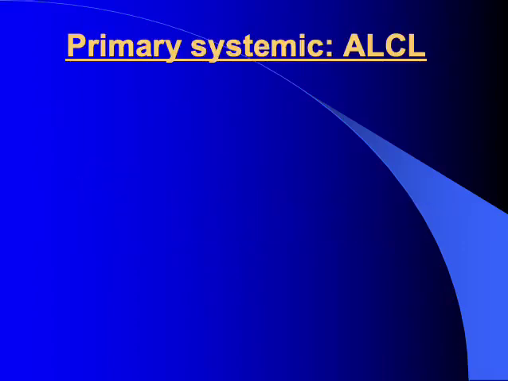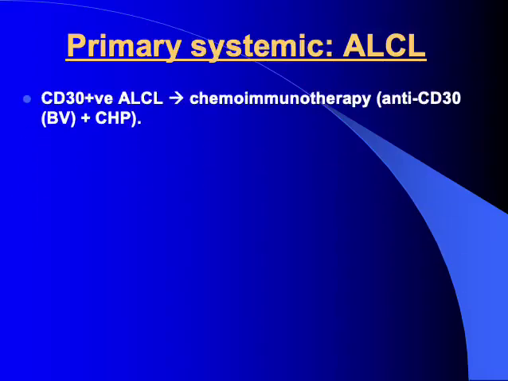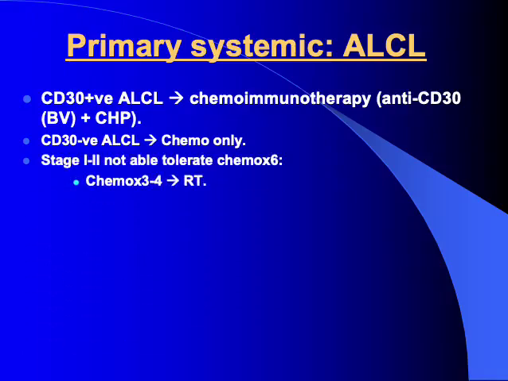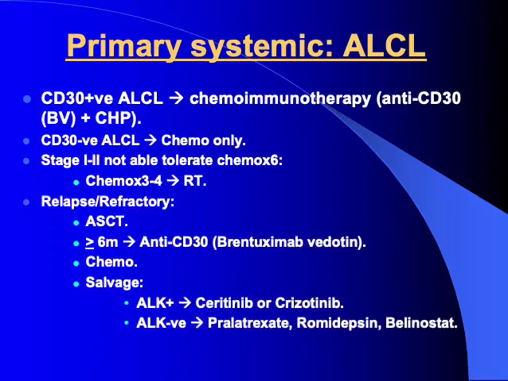Primary systemic anaplastic large cell lymphoma, if it is CD30 positive, we treat with anti-CD30, which is brentuximab, in addition to chemotherapy. Of course, if CD30 negative, we use chemotherapy alone. For stage 1 and 2, not able to tolerate chemotherapy, we give 3 to 4 cycles of chemotherapy, consolidated with radiation. These are the options for relapsed disease, including single agent brentuximab, stem cell transplant, and different types of chemotherapy.